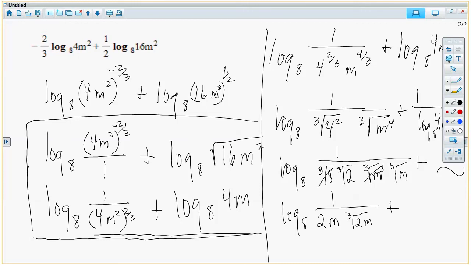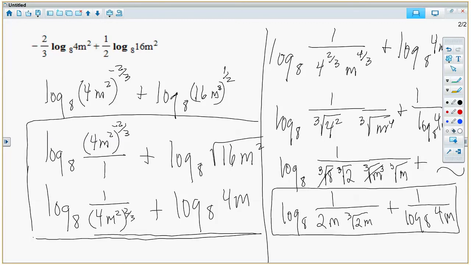plus 1 over log base 8 of 4m. That could be an answer also. And actually you need the cube root of 2m. You multiply by the cube root of 4m squared, and then you could get that out of the radical, but I'm not going to worry about that.